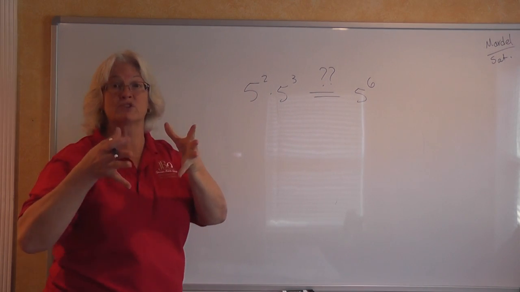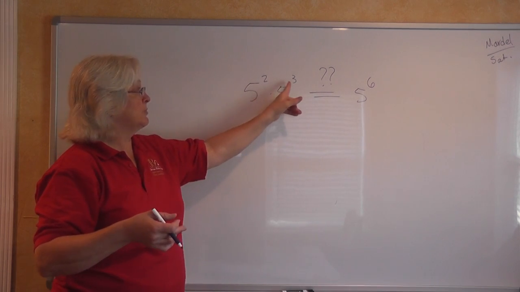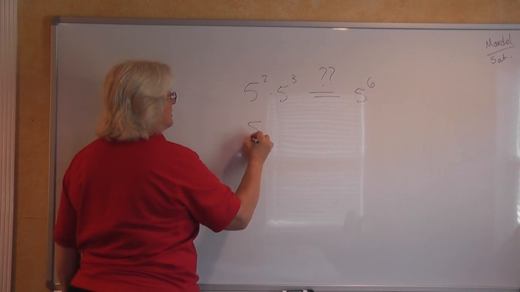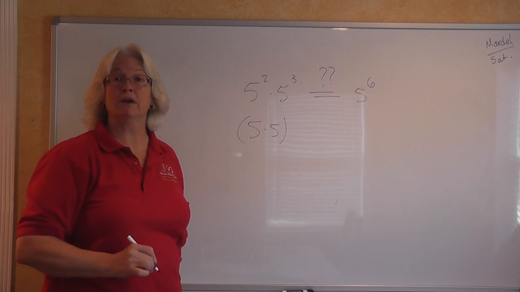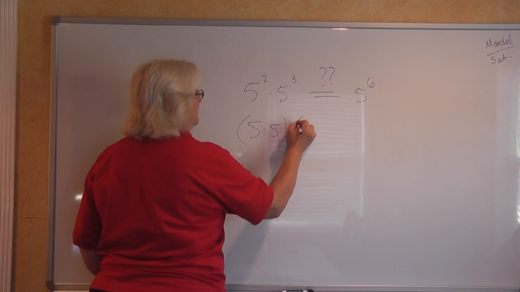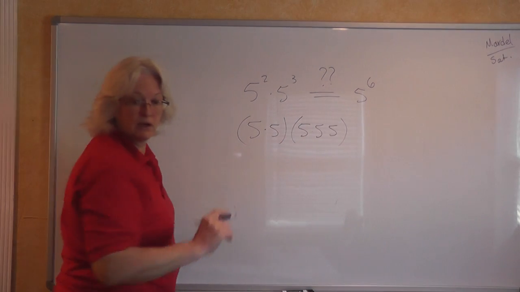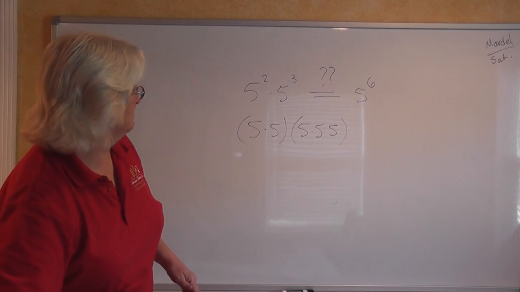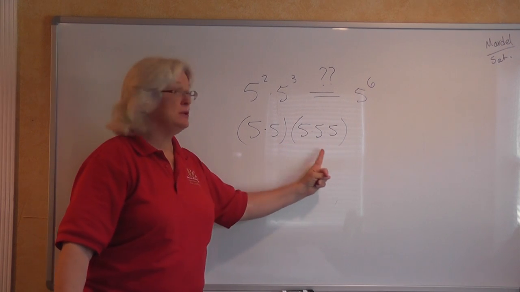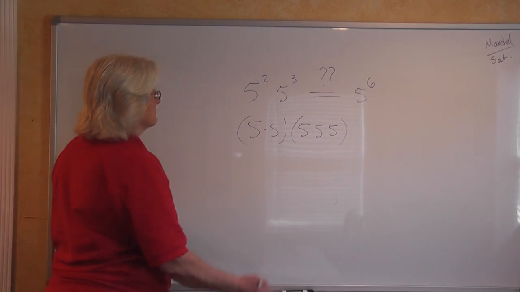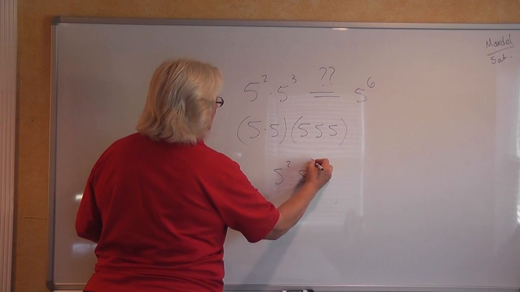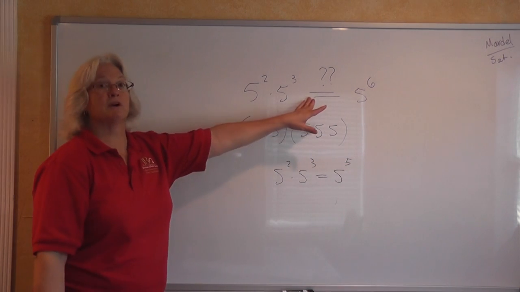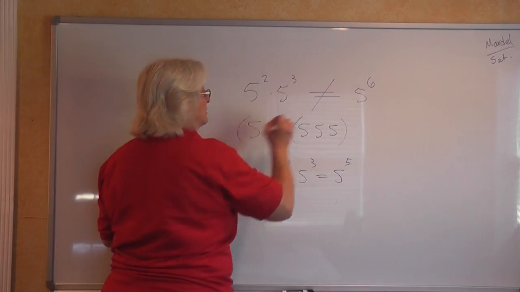This is a key area where students have difficulty. They think, multiplication, I'm going to multiply exponents. No. What is 5 squared? What does that mean? This says take 5 and use it as a factor twice. What does this say? This says use 5 as a factor 3 times. Aha. Now you see the difference, don't you? How many times has 5 been used as a factor? 1, 2, 3, 4, 5. So 5 squared times 5 cubed is 5 to the 5th. It is not equal to 5 to the 6th.